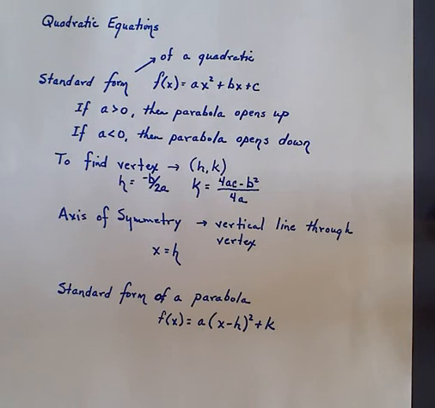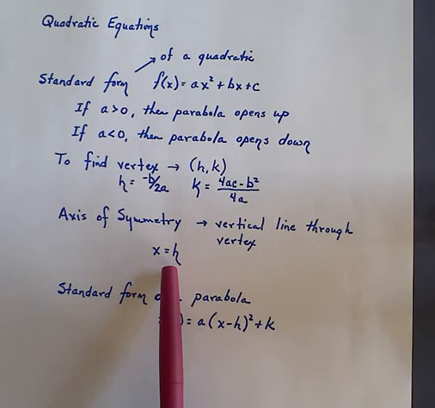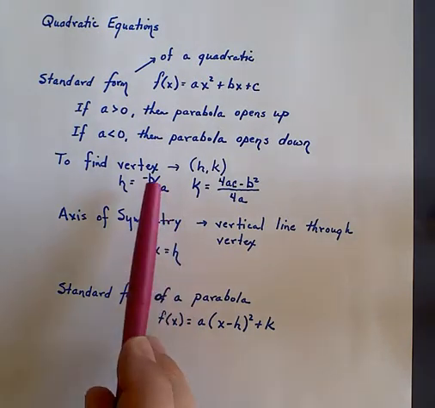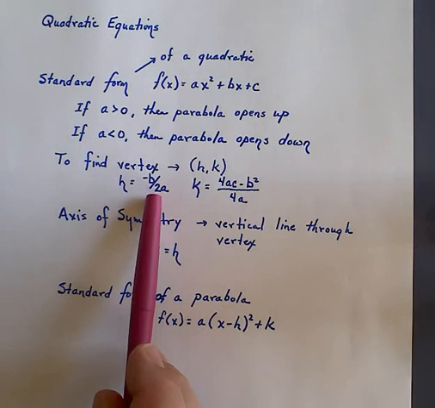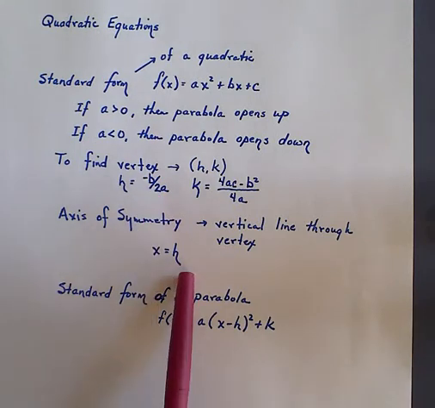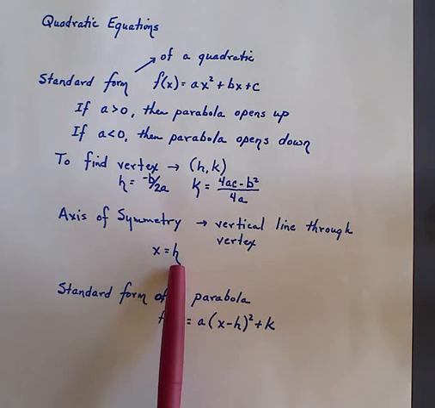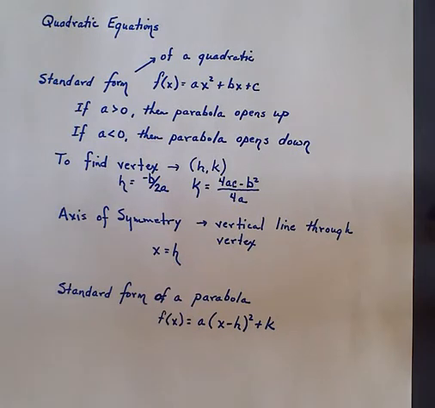The last thing they want is the axis of symmetry. The axis of symmetry is a vertical line that cuts through the parabola, divides it into two halves, and goes right through that vertex. The equation of a vertical line is always described as x equals, and it has to pass through the h value, which is the x-coordinate of the vertex. So x equals h, whatever that is, will be the equation of your axis of symmetry.